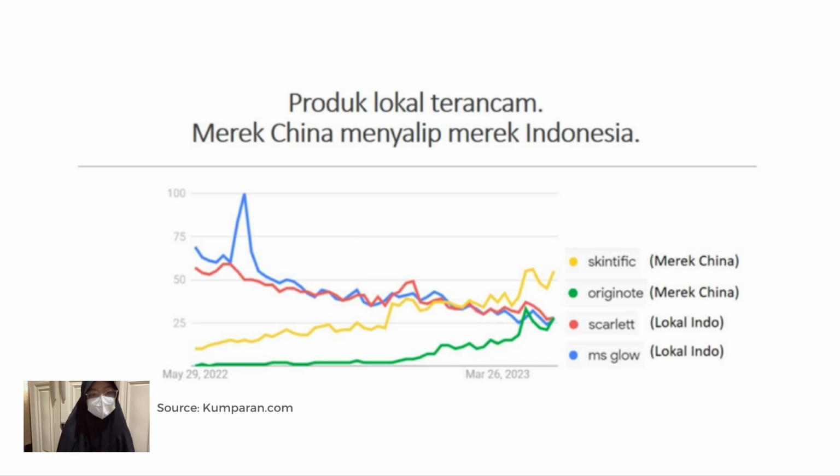In contrast, Scarlett and MS Glow, both well-known local brands, maintain relatively stable search volume throughout the observed period. While they do not experience dramatic peaks, their consistency suggests a loyal local consumer base. However, the data also reveals that these local brands are gradually being outpaced by the increasing popularity of Chinese brands, which are gaining traction at a faster rate.